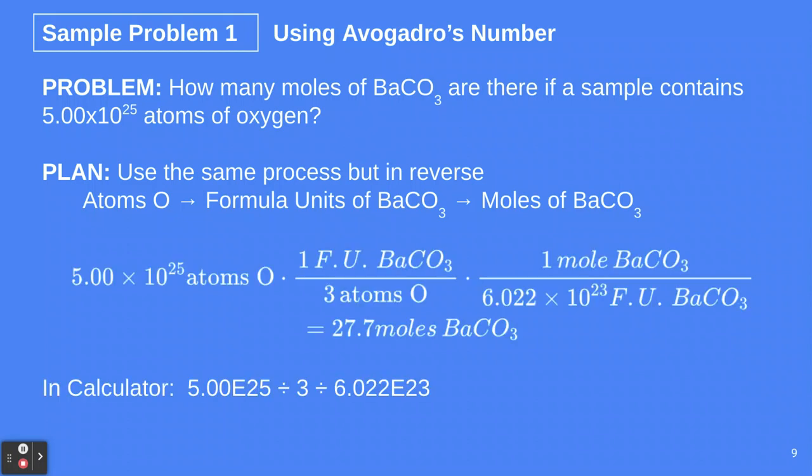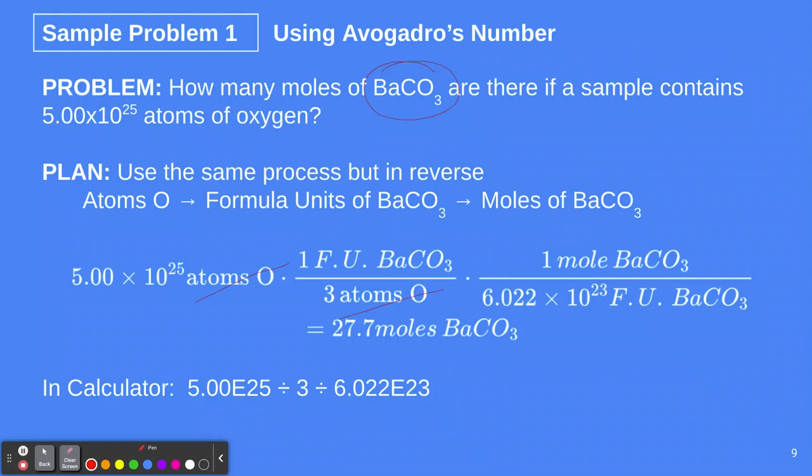All right, if we take a look here, we're starting with atoms of oxygen. And we've got 3 atoms of oxygen in 1 formula unit. Again, formula unit just means if I take a look at that formula, how many oxygens are there? There's 3. So we're out of atoms of oxygen now, and we're left in formula units of barium carbonate.